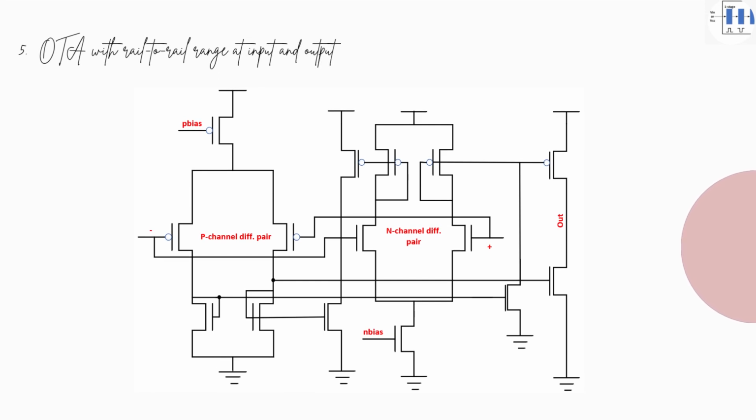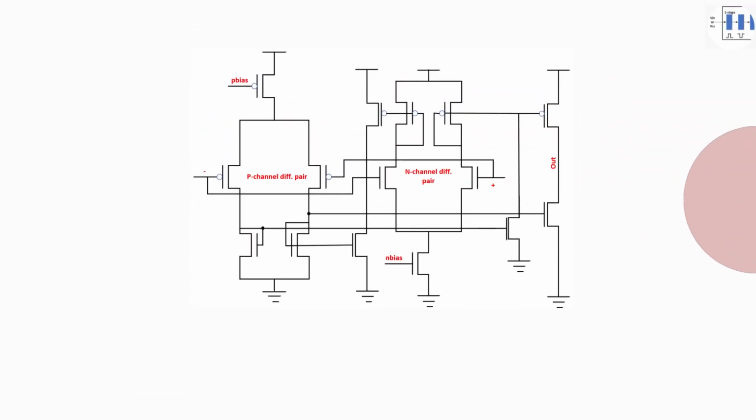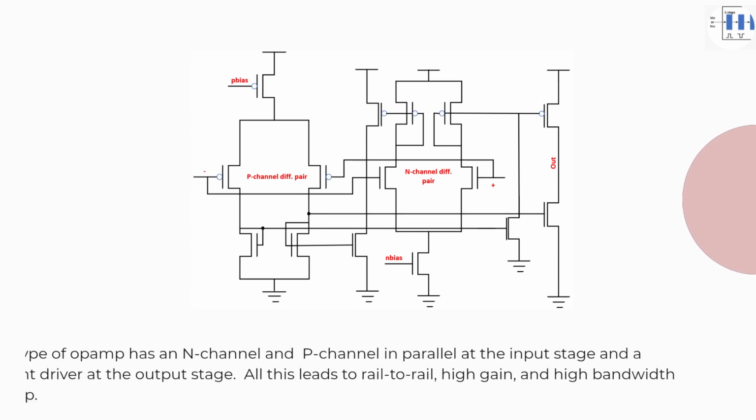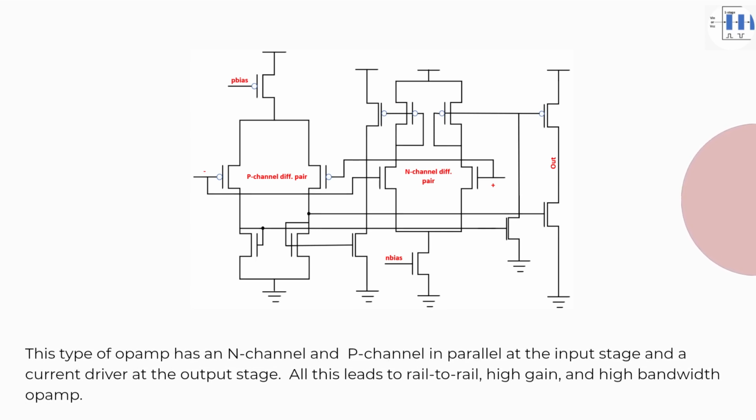Five. OTA with rail-to-rail range at input and output. This type of Opamp has an N-channel and P-channel in parallel at the input stage and a current driver at the output stage. All this leads to rail-to-rail, high gain, and high bandwidth Opamp.